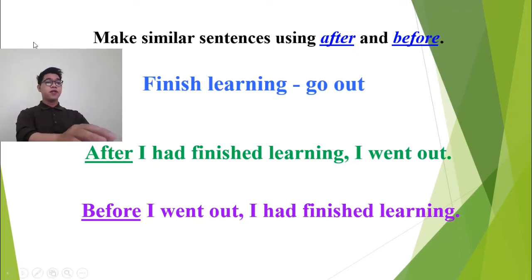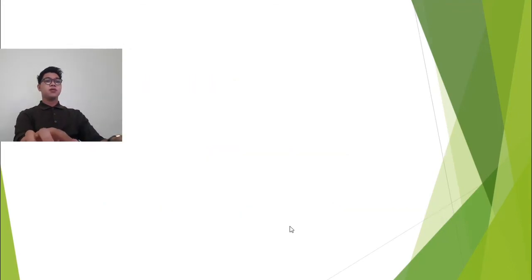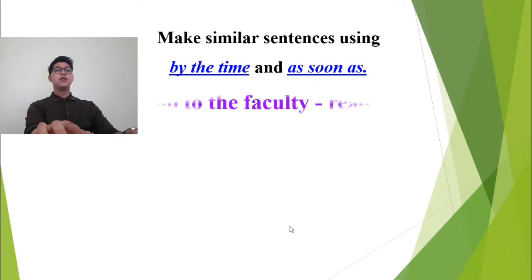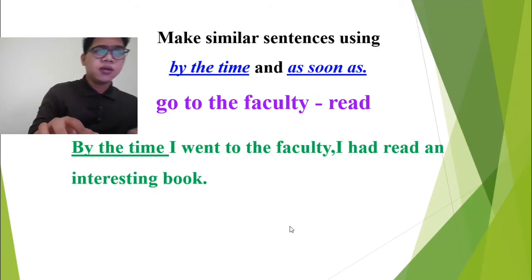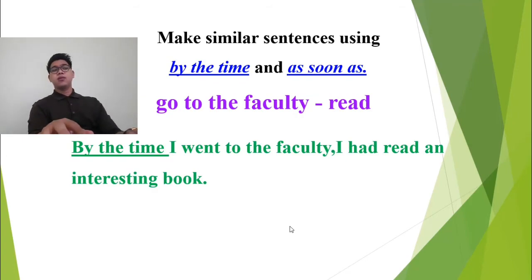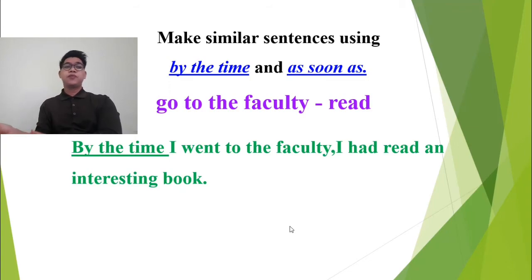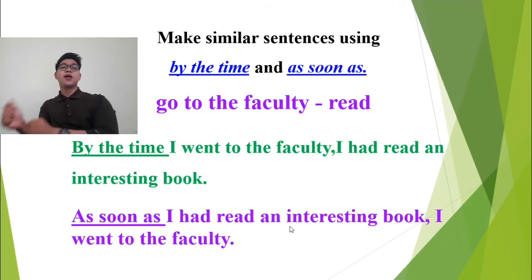This just depends on the way that you want to use it. But you have to remember, don't turn it around. Okay, this also makes similar sentences using by the time and as soon as. Go to the faculty and read. By the time I went to the faculty, I had read an interesting book. Yeah. As soon as I had read an interesting book, I went to the faculty.